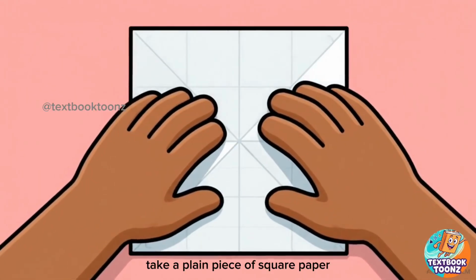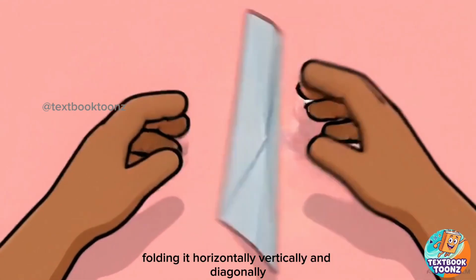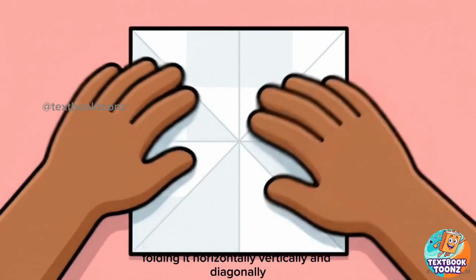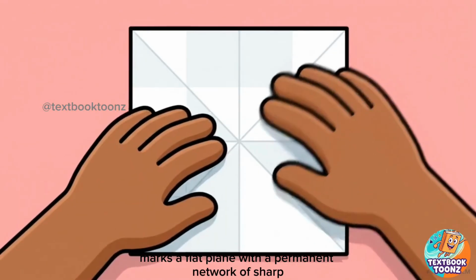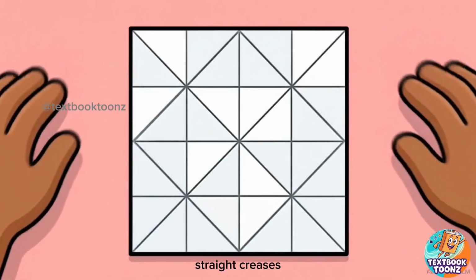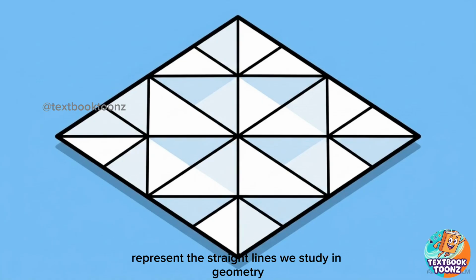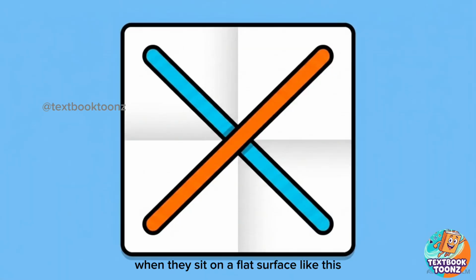Take a plain piece of square paper. Folding it horizontally, vertically, and diagonally marks a flat plane with a permanent network of sharp, straight creases. These physical folds represent the straight lines we study in geometry. When they sit on a flat surface like this, we can track exactly how they interact with one another.